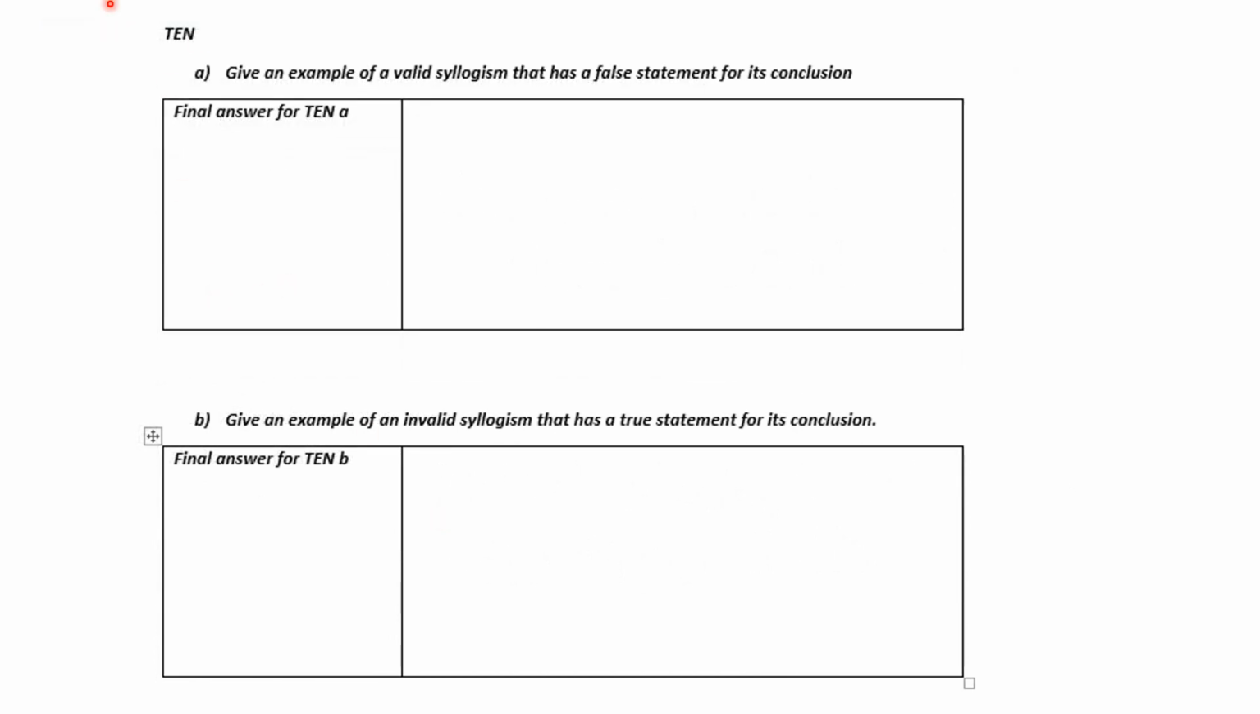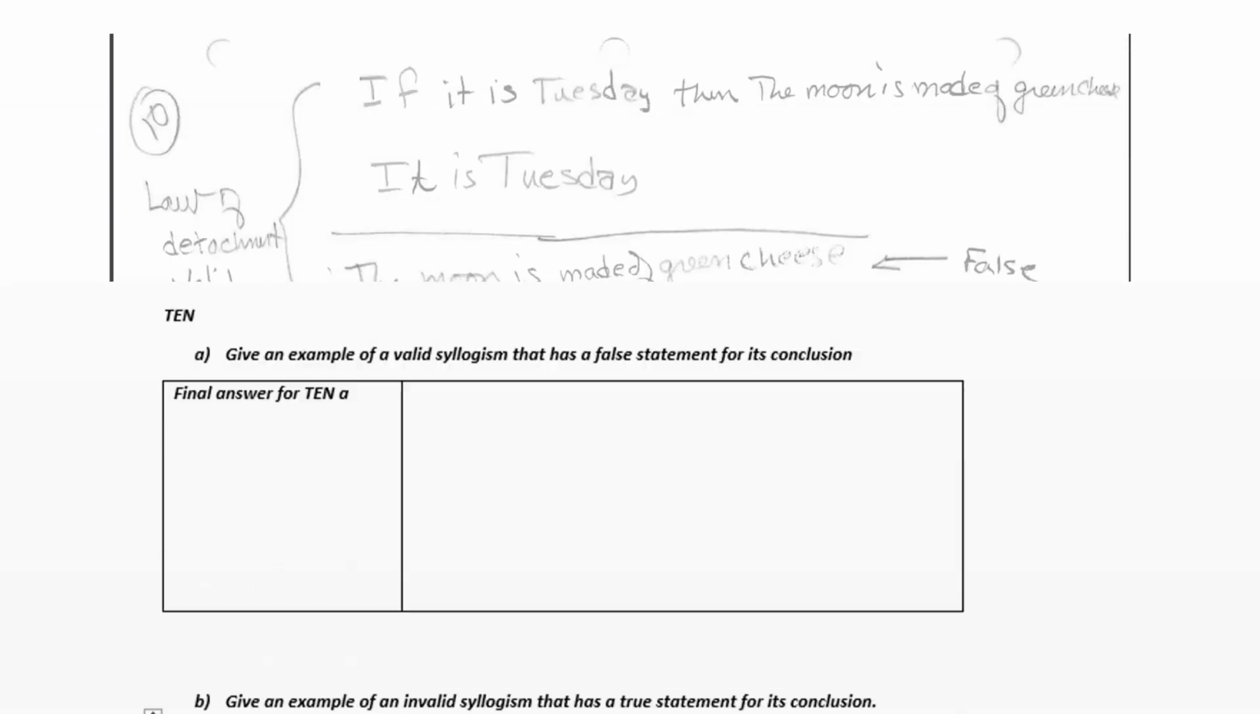Number 10, you were to give an example of a valid syllogism that has a false statement for its conclusion. And it was clearly a false statement for its conclusion. And here you were to give an example of an invalid syllogism that has a true statement for its conclusion. This was perhaps one of the more difficult things, because you had to say what was a valid syllogism and what was true, and something that was definitely true. Someone said, oh, my dog is purple. Well, there could be a purple dog. I don't know. So anyway, let's look.